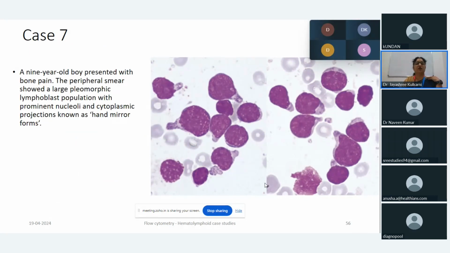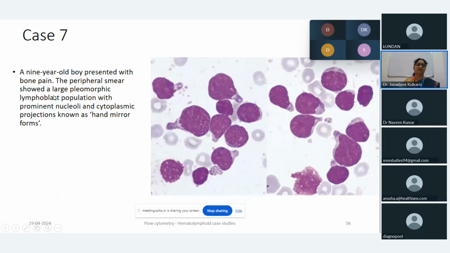Case number 7. So we have by now covered AML M0, AML with maturation. We have seen AML M3. We have seen the monocytic differentiation. We have seen megakaryocytic, and we have seen the MPAL, that is mixed phenotype acute leukemias. So with that, we have covered all the myeloid lineage acute leukemias. Let us move on to the lymphoid.